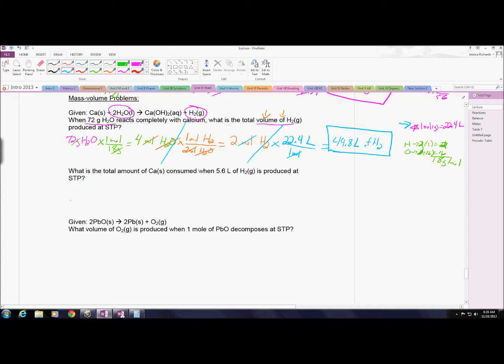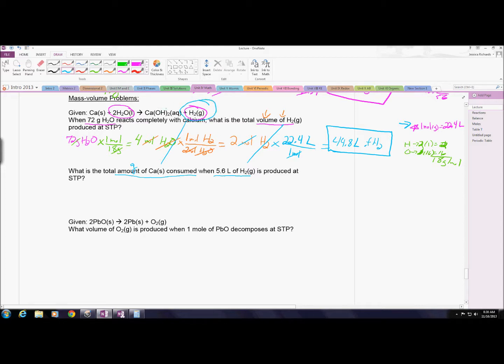Alright, next question uses the exact same equation. What is the total amount of calcium consumed? Generally, when they say amount, they want grams. This was probably a multiple choice question where all of the answers were in grams. Obviously, if they give you the answers in moles, then you just stop at moles. So amount of calcium consumed when 5.6 liters of hydrogen gas are produced.